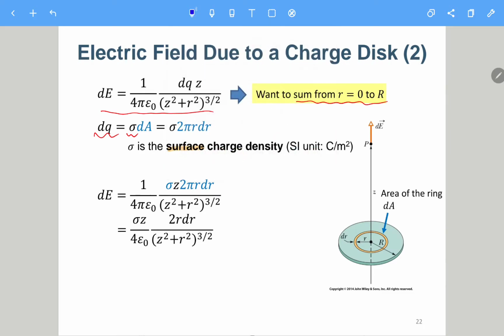Previously we had the linear charge density, but here we have a disk. The total charge is Q, and it is uniformly distributed on this disk, so we need the surface charge density. The SI unit is C over meter squared. In this way, dq will be this surface charge density multiplied by dA. Actually, dA is the area of the ring.